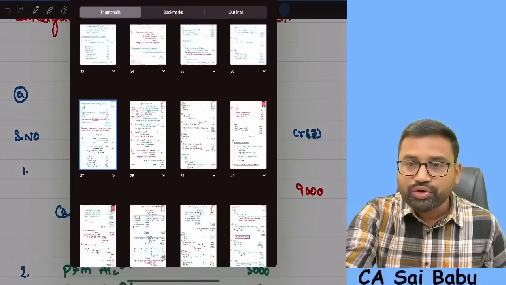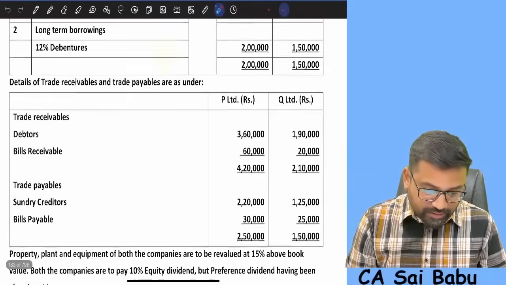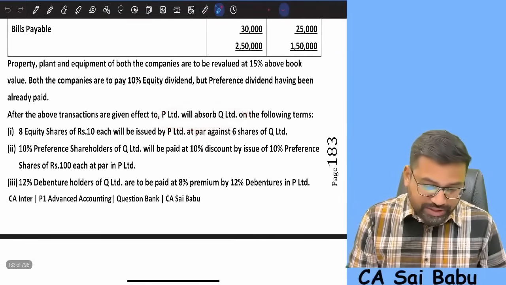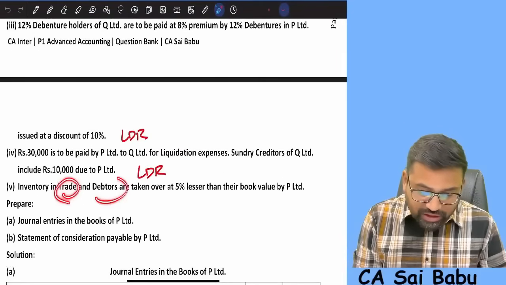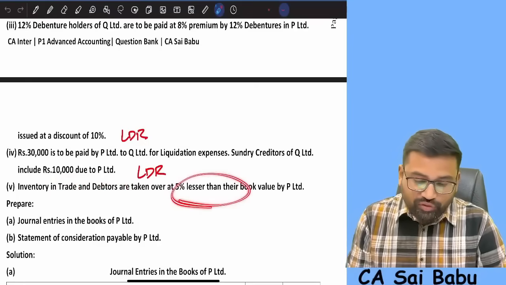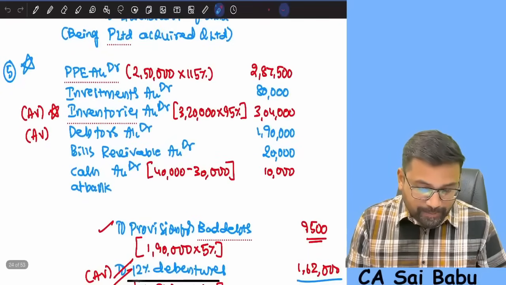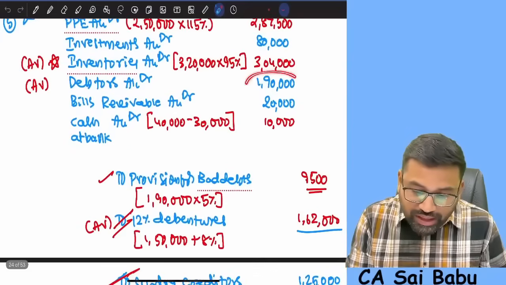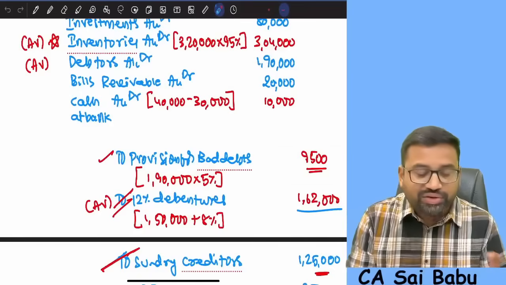And also, sir, I will show you one more question. Now see illustration number 9, sir. In this question, P Limited is taking over Q Limited, sir. And the question clearly mentions, sir, inventory and trade debtors are taken over at 5% less than the book value. So therefore, when you are writing the incorporation entry in the books of the transferee, see this, inventories are taken at 95%. Debtors also 1,90,000 and provision, this 5% they have created as a provision separately, or else you can directly reduce from debtors.